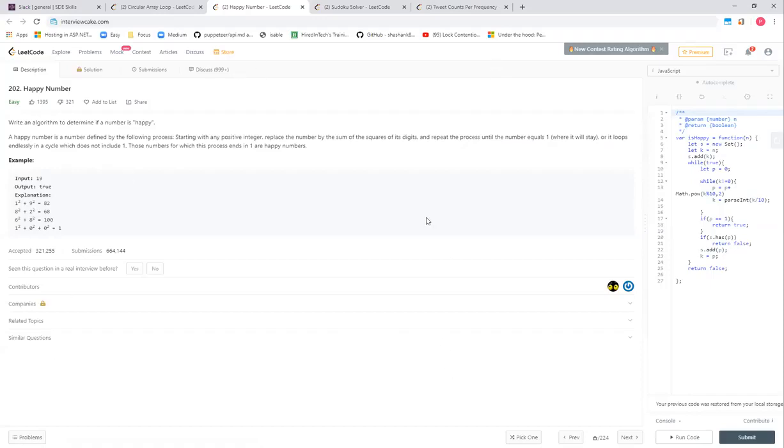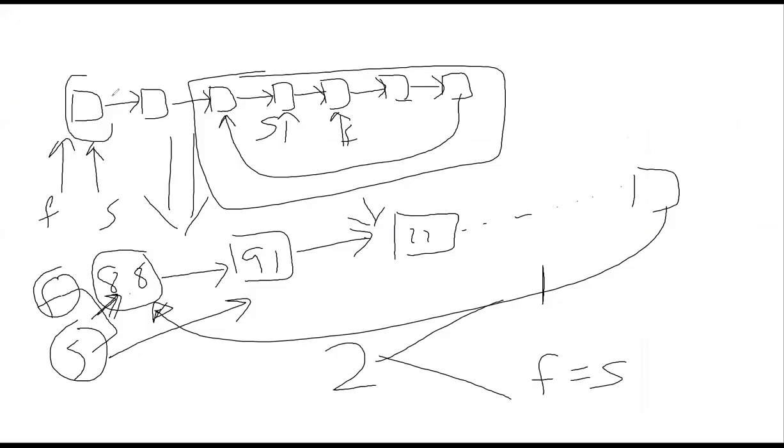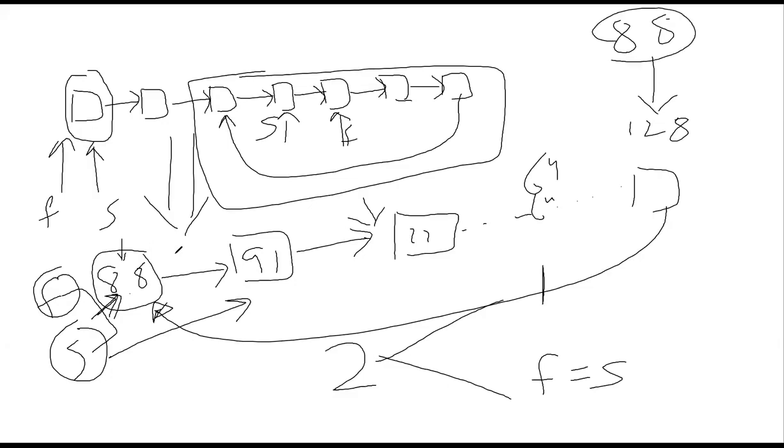If you are taking this thing only, this is your actual linked list. But in case of your numbers, it's just a logical linked list. Like you use this number. Let's suppose you have 88, and you create a next number which is 64 plus 64, which is 128. So essentially, this is kind of a linked list where this number is generating the next number, and then the next number can be 1 square plus 2 square plus 8 square.